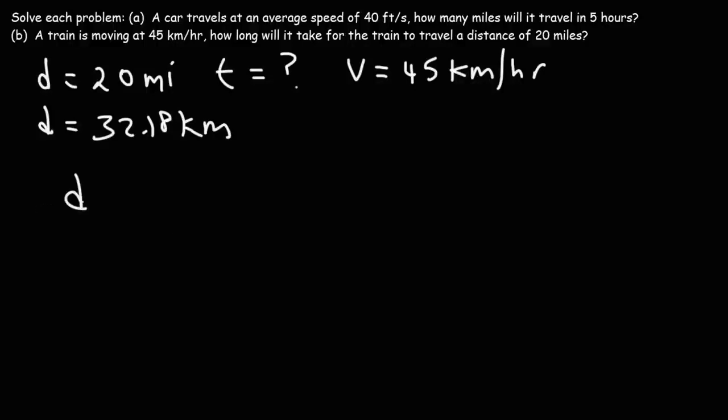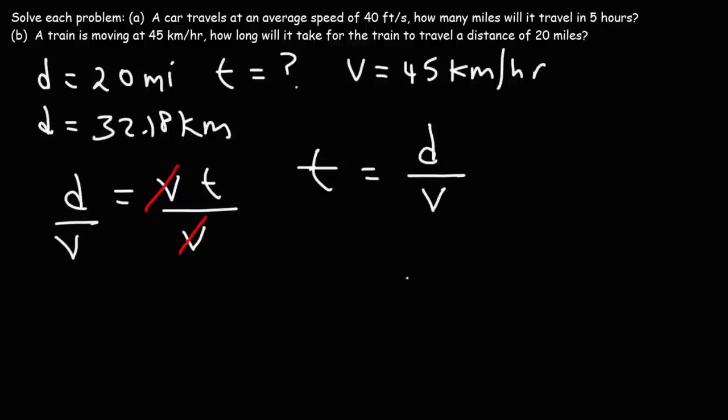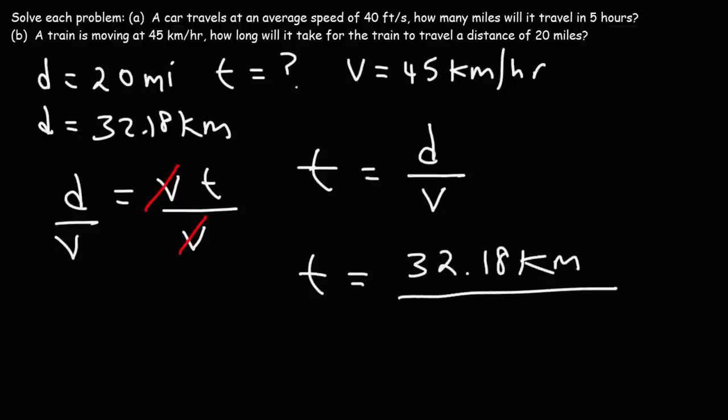So now let's go ahead and use this formula. D is equal to VT. We need to isolate T. To do that, let's divide both sides by V. So time is distance over average speed. So this train is going to travel a distance of 32.18 kilometers. And its average speed is 45 kilometers per hour. So we can see the unit kilometers will cancel, and the time is going to come out in hours.